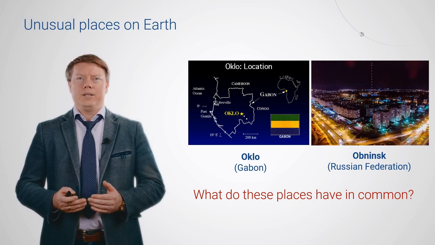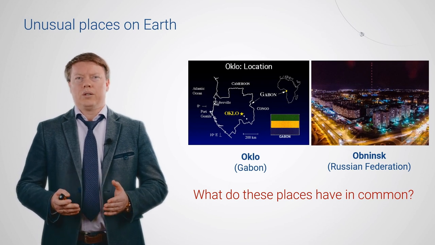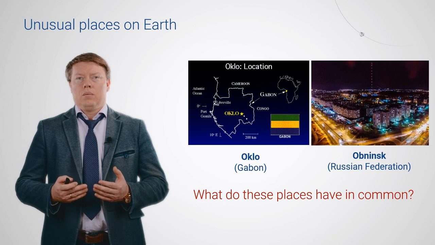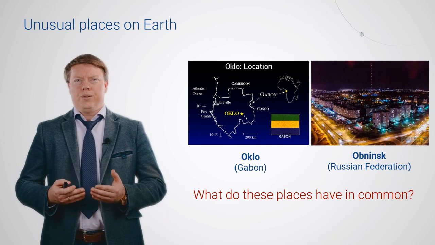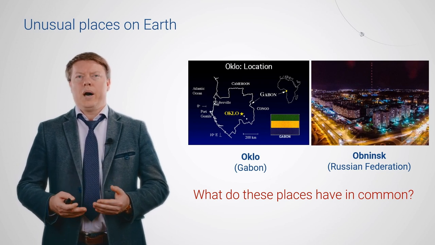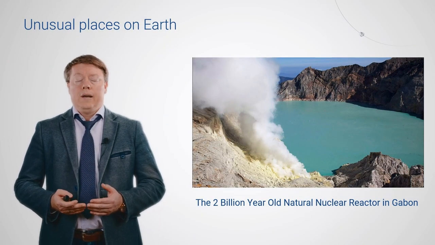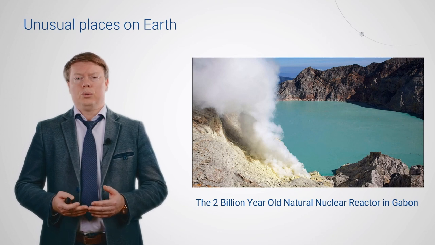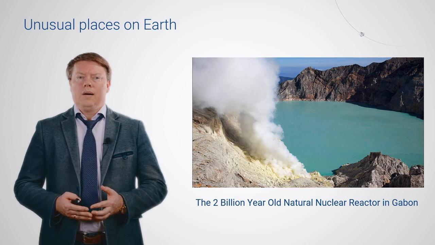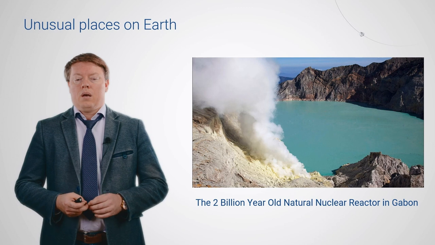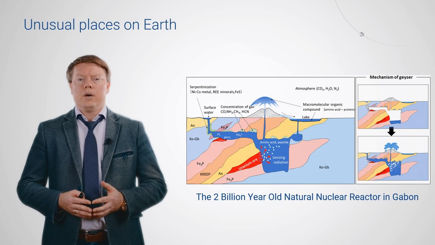In my city, Obninsk, located near Moscow, about 100 kilometers away, we operate the first nuclear energy reactor made by humans. If we talk about the first natural reactor in Gabon, this reactor worked approximately 2 billion years ago. And it was an incredible natural reactor, because it looked like a huge cave with natural uranium.